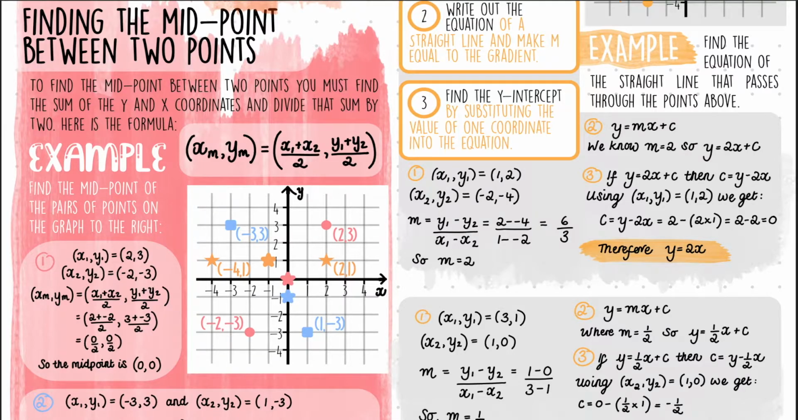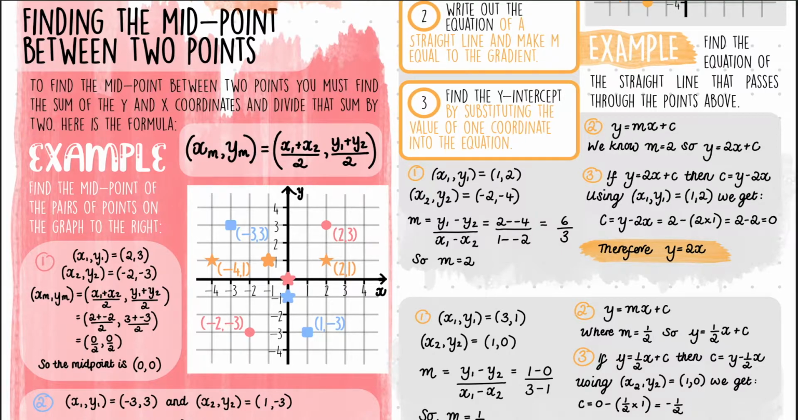So if you're given 2 points and told to find the midpoint between them, all you do is add up the x coordinates of the 2 points and divide the sum by 2, and add up the y coordinates of the points and divide that sum by 2. This gives you the x coordinate and the y coordinate of the midpoint.